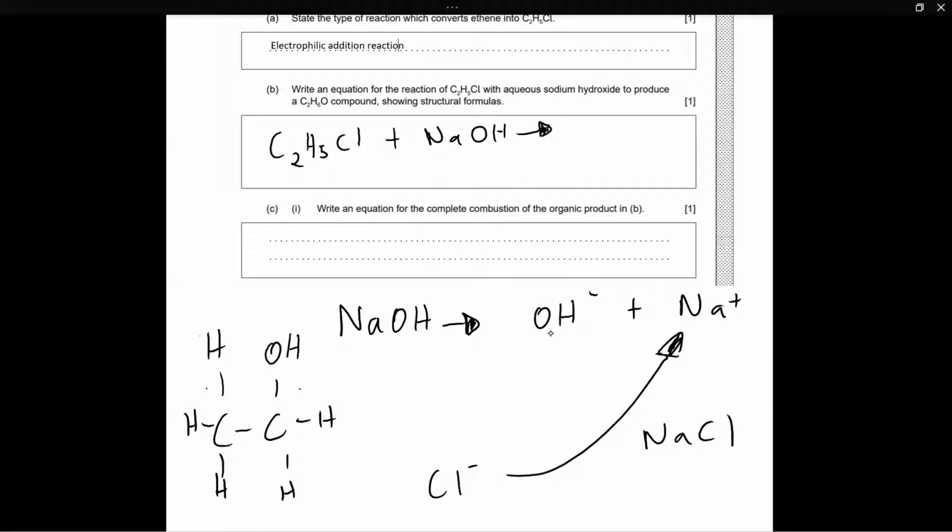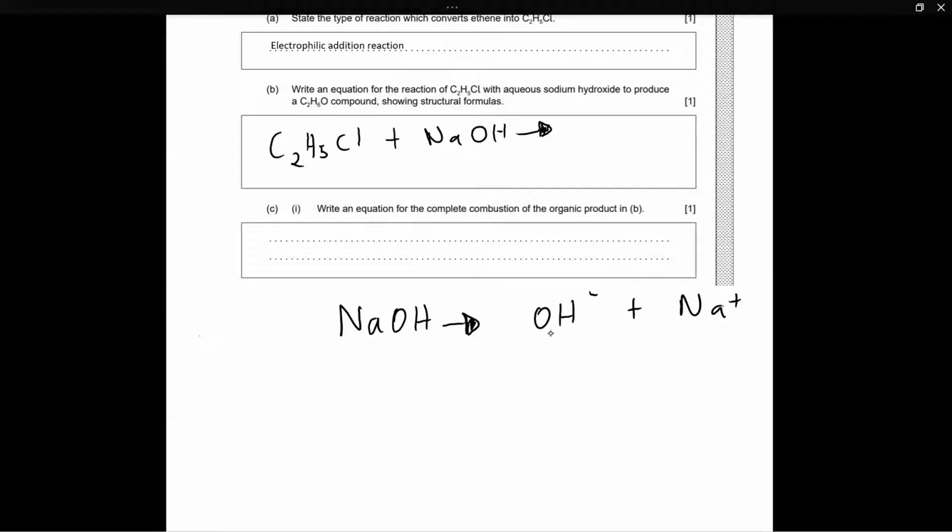Now, remember, once again, you don't need to know this process. You don't need to know about that. You just need to know the reaction or what happens in nucleophilic substitution. And the only reason I've told you about this process and what happens is so that you have a better understanding of what's happening. This is actually only required for HL students. And if you're an SL student, you don't need to know about this.